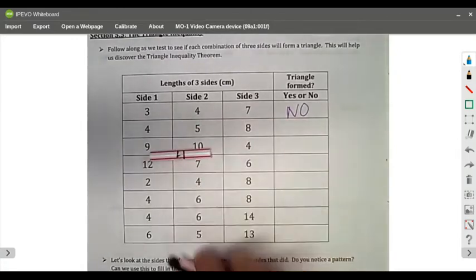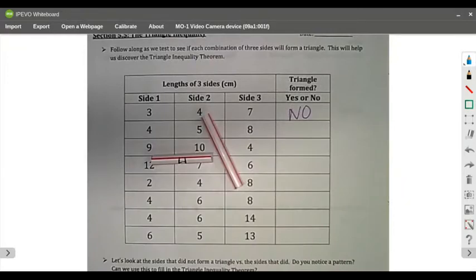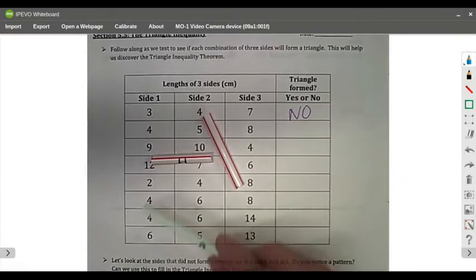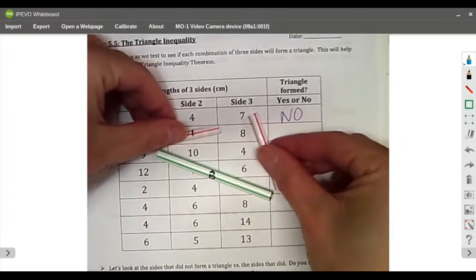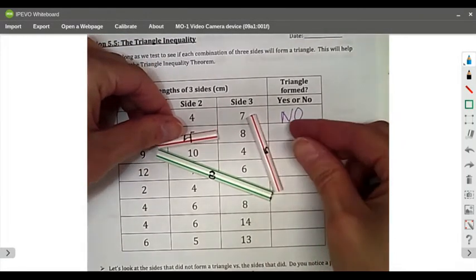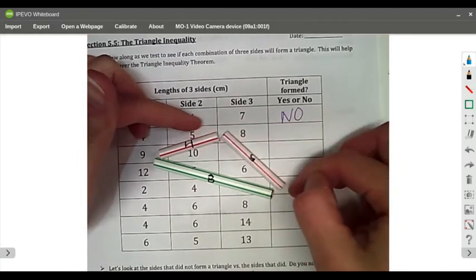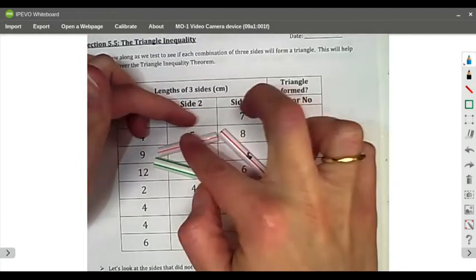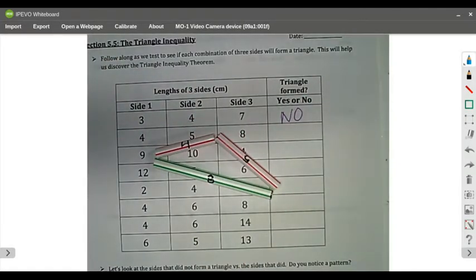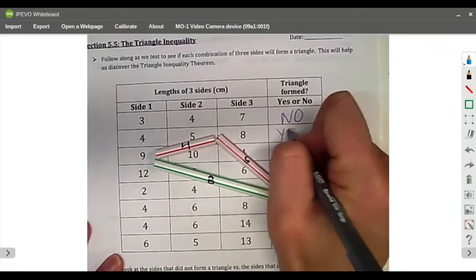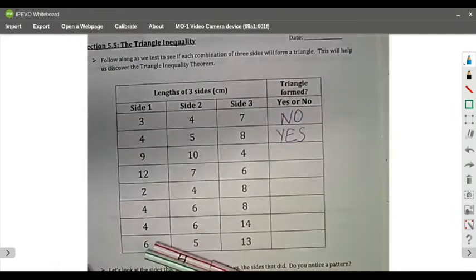Now I have 4, 5, and 8. What do we think about this one? Will this one work? Let's see. So here's 8, here's 4 and 5. Move this one over a little bit, this one over. Okay, 4, 5, and 8 is a yes. That made a triangle. So think about, I wonder why that one's a yes, and the first one was a no.